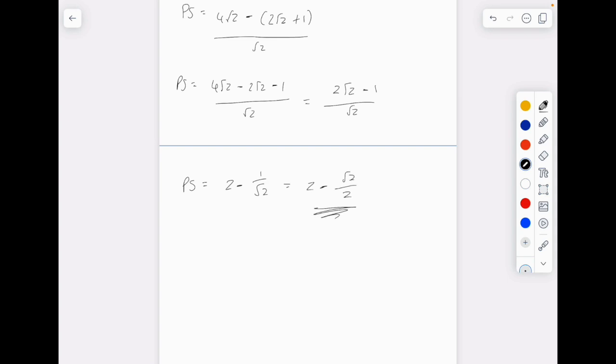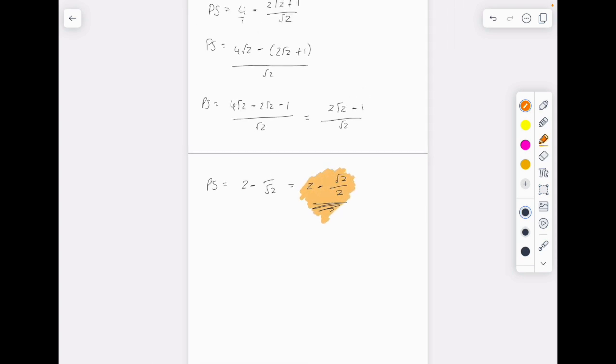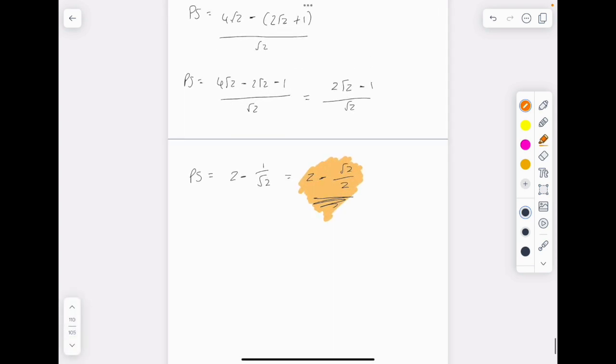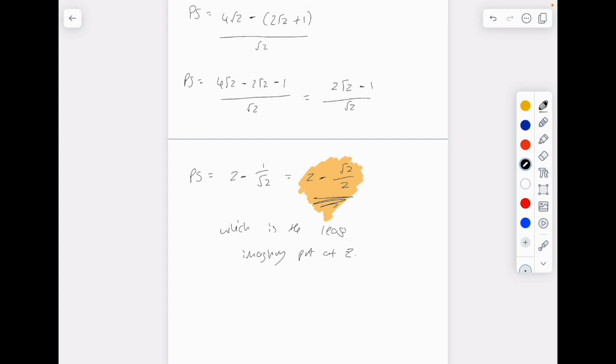Okay, and that, guys, is going to be the least imaginary part of Z, okay? Because we found PS, and that, guys, is going to be the final answer to that question.